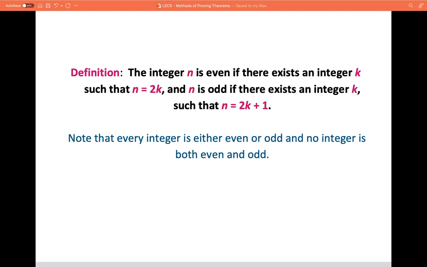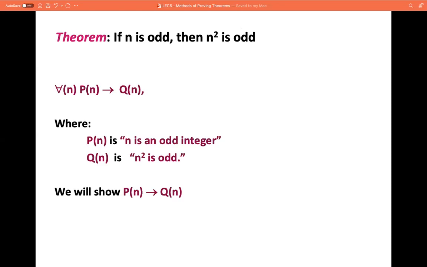All right, so note that every integer is either even or odd, but not both. Okay, so in order to prove this theorem, if n is odd, then its square n squared is also odd, we can restate it as: for all integers n, if n is odd, then n squared is also odd.